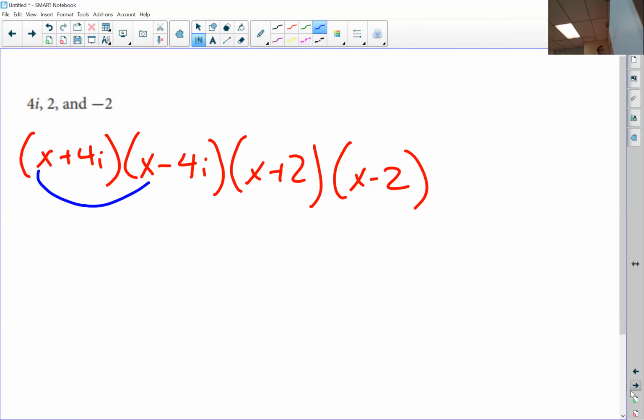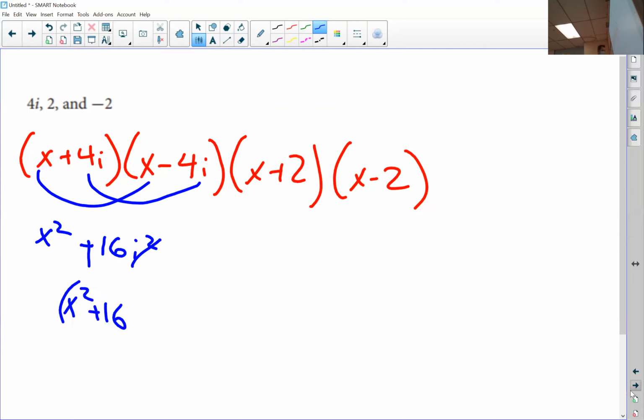So x times x, x squared. Outside, x times negative 4i. And then the inside, what's going to happen to those terms? They're going to cancel out because they're the conjugates, the middles cancel. So I can go straight to the last, right? Negative 16i squared. Well, you told me i squared is negative 1, so wouldn't that change the sign?